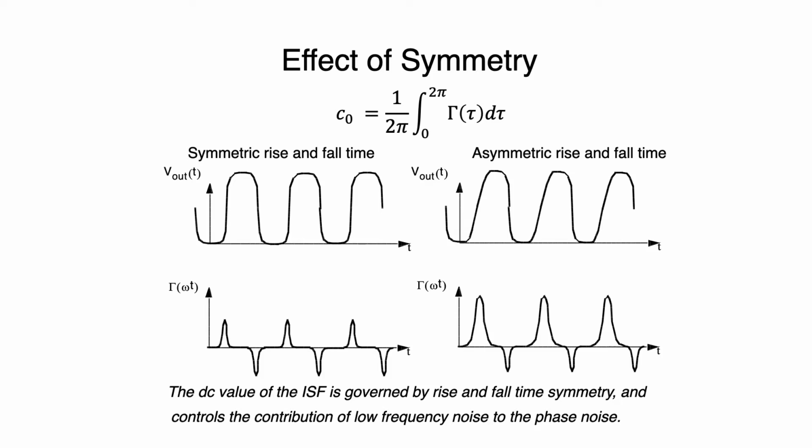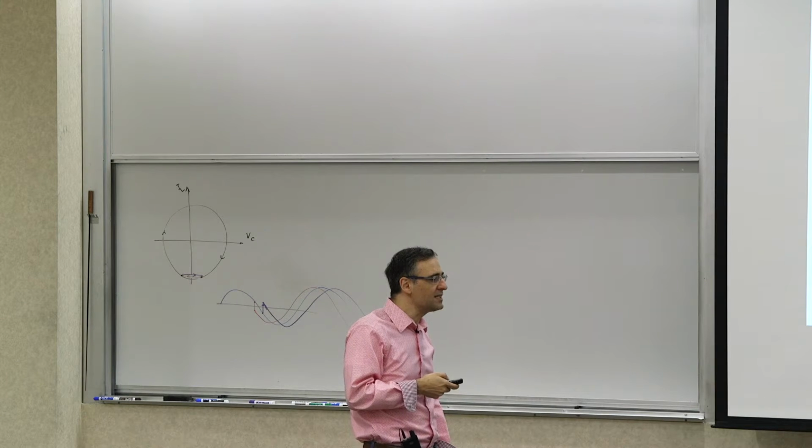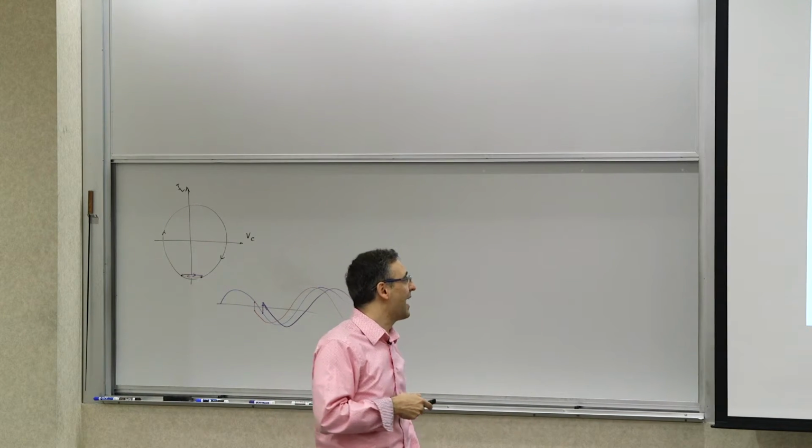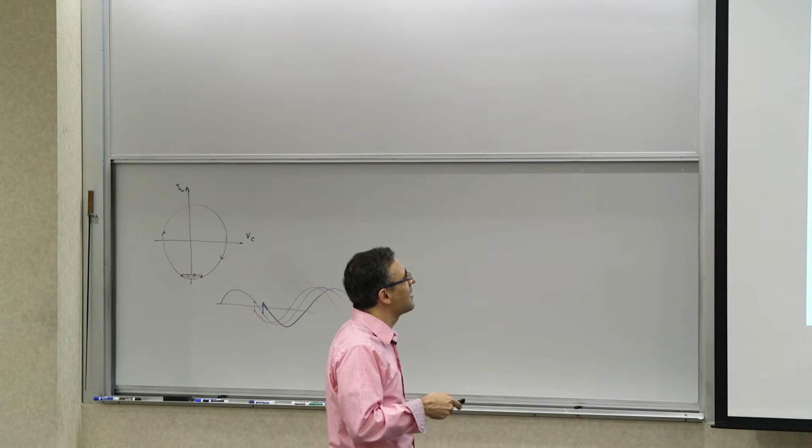So you can clearly see that the one on the right will have a larger DC value than the one on the left. And this can be tested experimentally, right? So for example, you can make a ring oscillator and change the ratio of the devices.